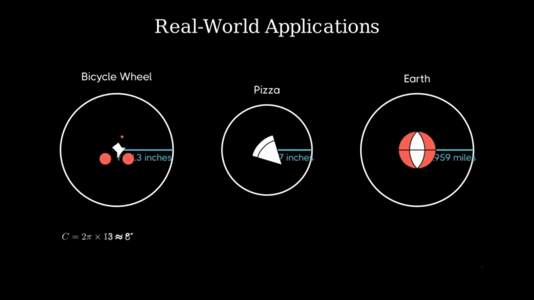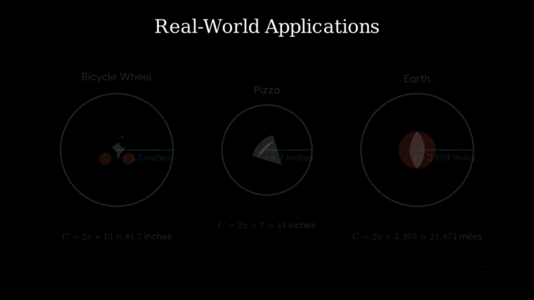For the bicycle wheel, we multiply 2 pi by 13 inches, giving us approximately 81.7 inches. This is the distance the wheel covers in one complete rotation. For our pizza, the circumference is 2 pi times 7 inches, which equals about 44 inches. This measurement tells us how much crust is around the edge, useful information for both pizza makers and hungry customers. For Earth, the calculation is 2 pi times 3,959 miles, giving us approximately 24,874 miles. That's the distance you would travel if you could walk in a perfect circle around the equator.